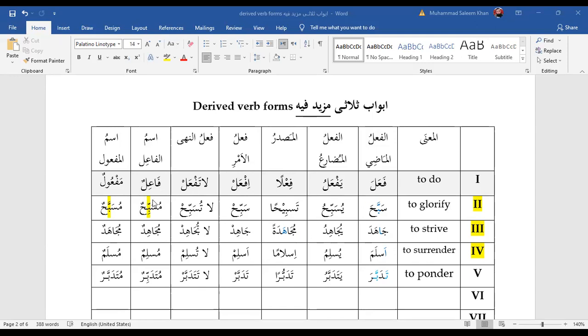Ism al-fa'il is on the pattern of fa'ilun, and ism al-maf'ul is on the pattern of maf'ulun. So what is the difference between ism al-fa'il and ism al-maf'ul? What is the difference between these two? Fa'il, the second last letter has kasra, and maf'ul, the second last letter has fatha. But that is for the verb from number 2. I'm talking about the verb from number 1.